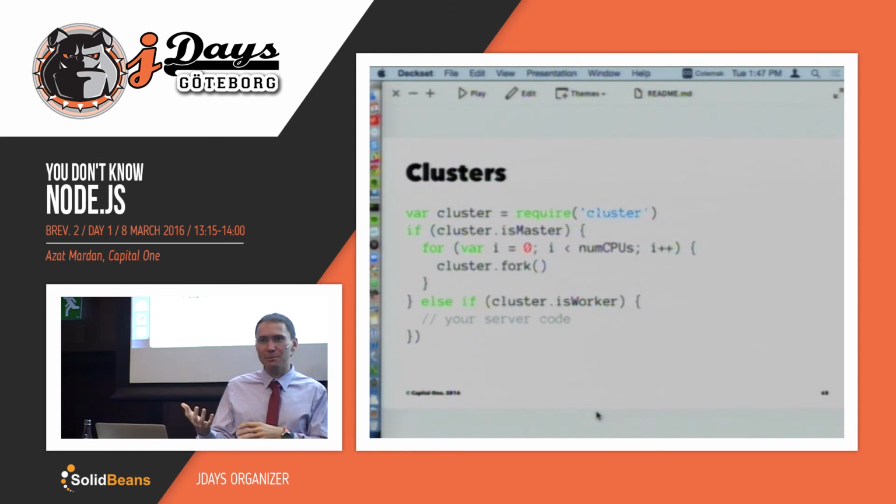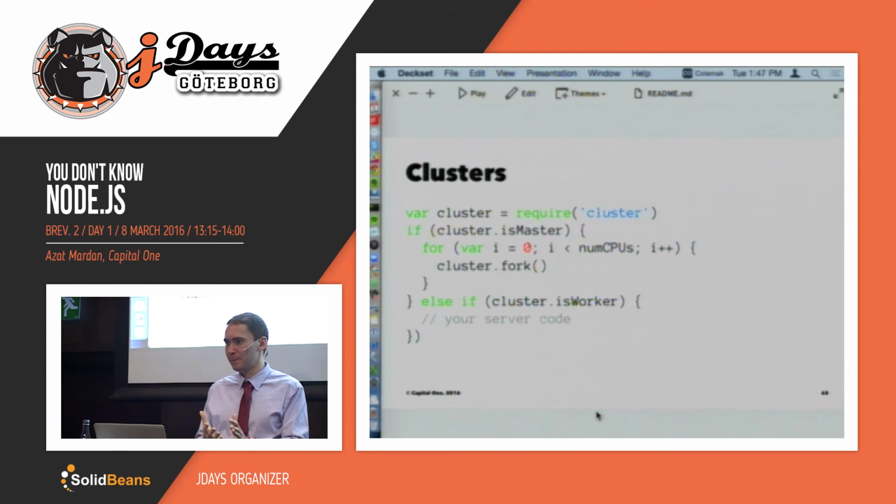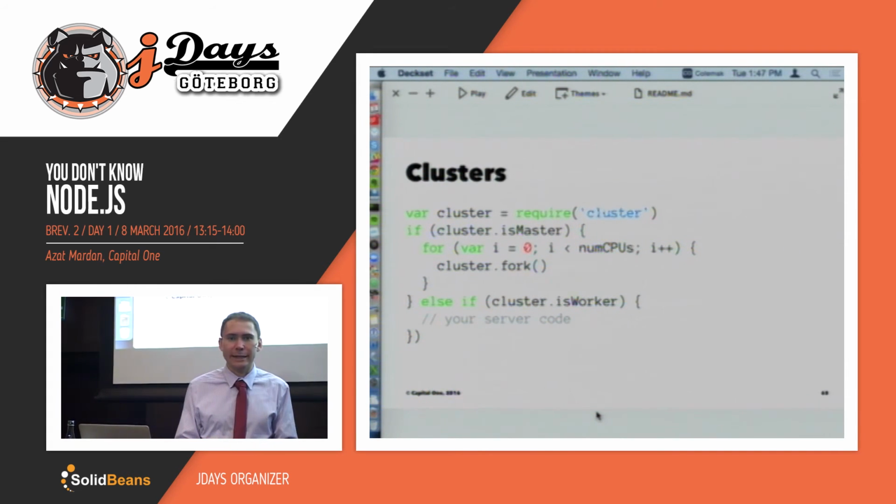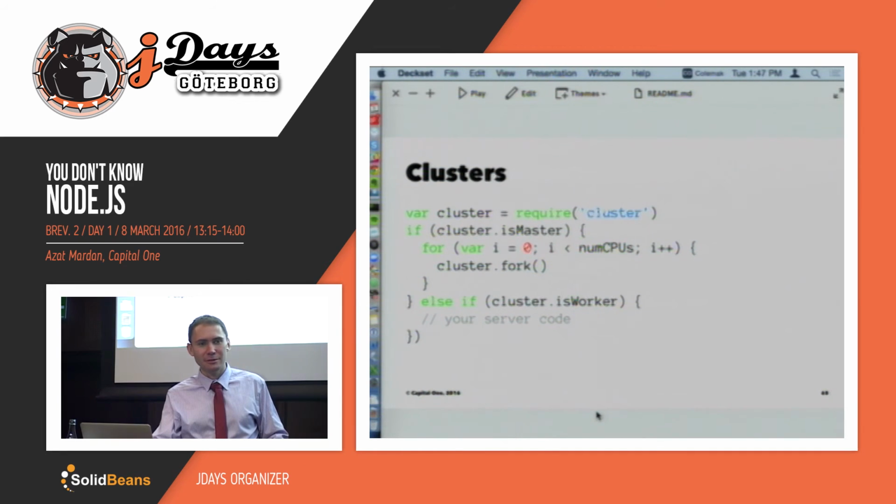So if you have 4 CPUs on the machine, usually we have 1 master and 3 workers. And the worker, usually it's your server. So the actual code doing the actual job is the worker. And then the master is a process that monitors. For example, if a worker dies, so it crashes, it will restart another worker again. And as you can see, it's only a few lines of code. All we need to do is check cluster.isMaster or cluster.isWorker, and that's it.